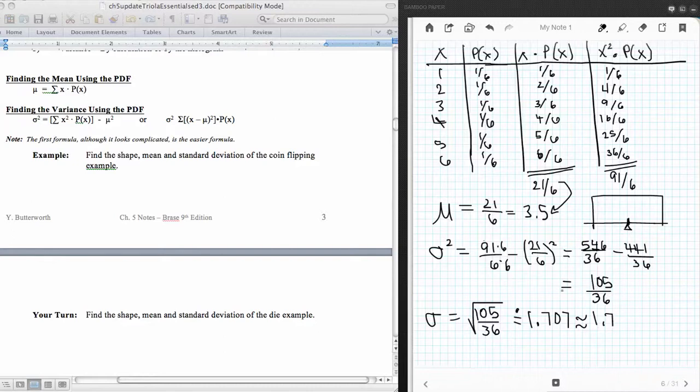And then I need to take the square root of that value in order to get my standard deviation. So the square root of 105 divided by 36 is approximately 1.707, or approximately 1.7. So that's our mean and our standard deviation.